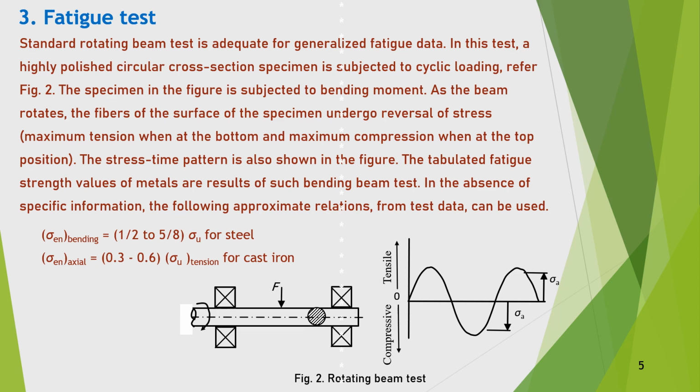As the beam rotates, the fibers of the surface of the specimen undergo reversal stress, maximum tension at the bottom and maximum compression at the top position. The stress time pattern is also shown in the figure. The tabulated fatigue strength values of the metals are results of this bending beam test. In the absence of specific information, the following approximate relations from test data can be used. Endurance strength in bending is 1/2 to 5/8 of ultimate strength for steels, and axial endurance strength of cast iron is 0.3 to 0.6 times the ultimate strength in tension for cast iron.